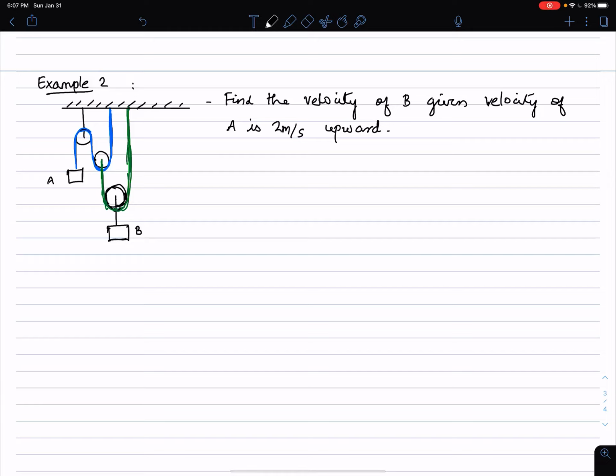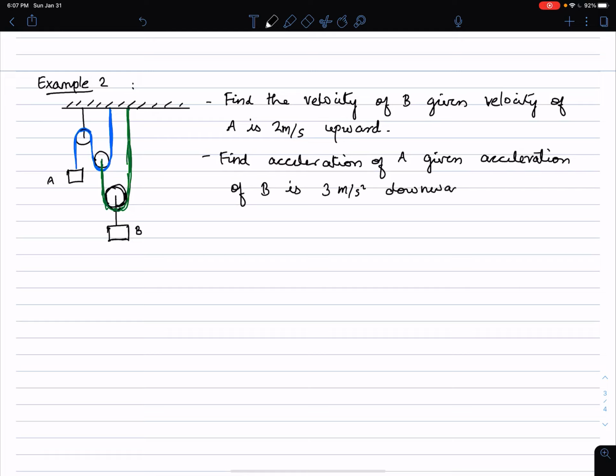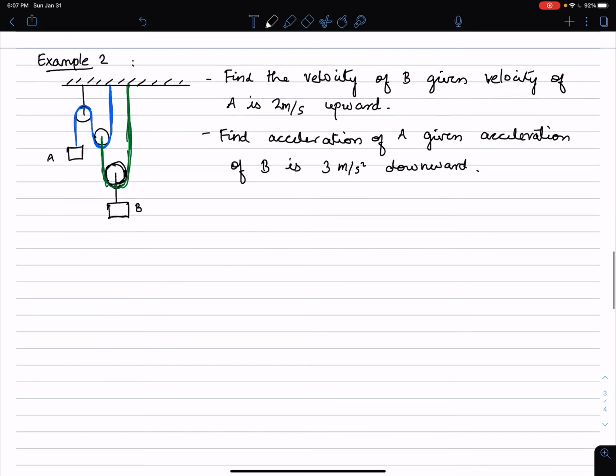Similarly, find the acceleration of A given the acceleration of B is 3 meters per second squared downward. Okay, so those are the questions. Now, how does one solve this problem?